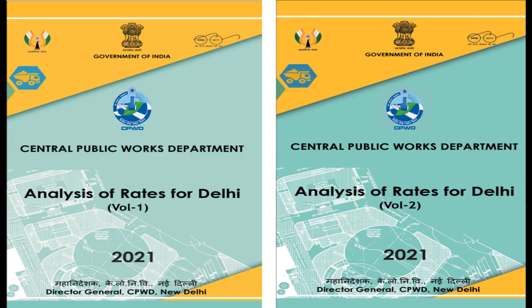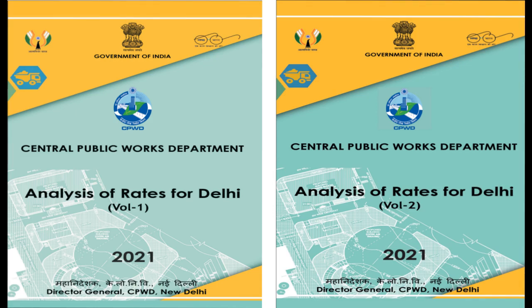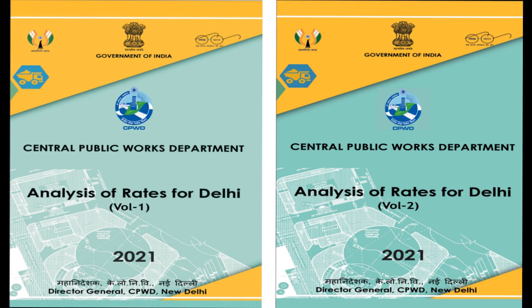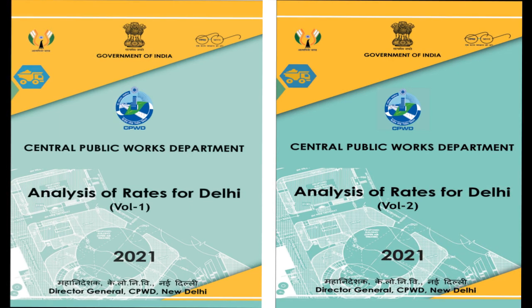Delhi Schedule of Rates, DSR, 2021, prepared by the Central Public Works Department, Government of India, is widely used by various government as well as private agencies for preparation of cost estimates for works. There are two volumes, Volume 1 and Volume 2, of DSR for civil works.